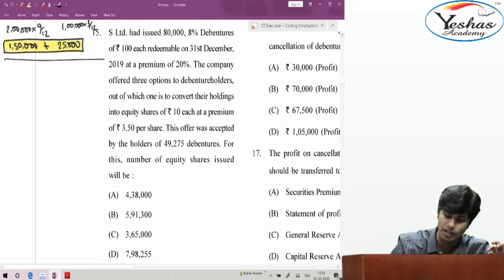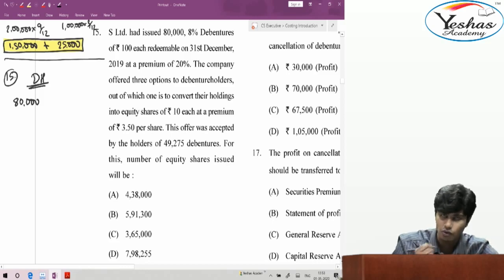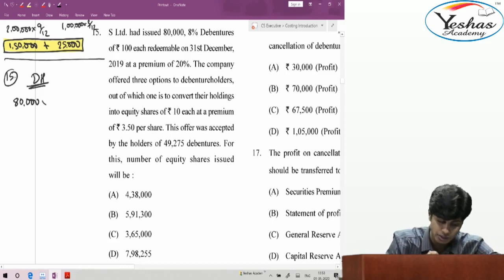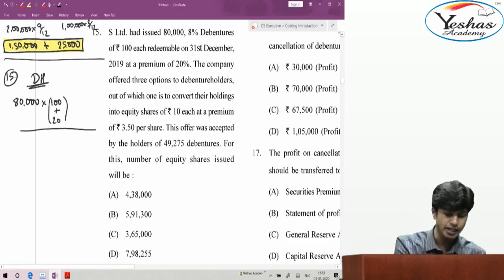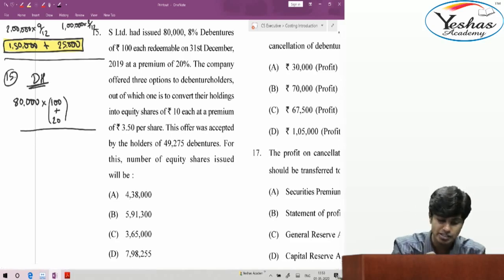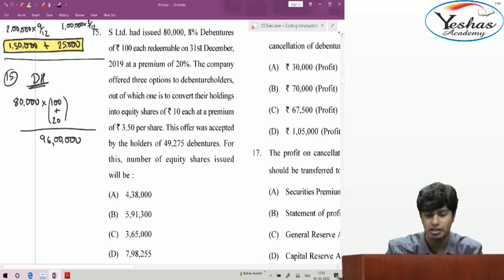So debenture holders are entitled to how much money? If you are a debenture holder in this company, you have 80,000 debentures if you hold the entire thing. You are eligible to receive 100 rupees towards nominal value plus 20 rupees towards premium. So the entire money that is supposed to be paid to debenture holders is 80,000 multiplied by 120. So basically supposed to pay them 96 lakh. Should pay this to them in cash.